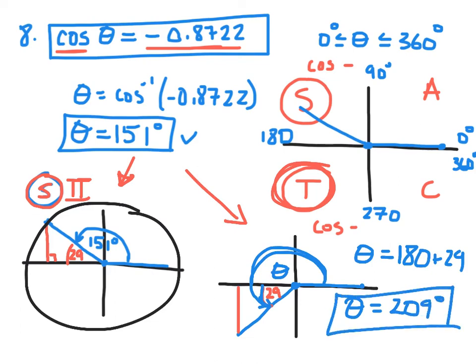How do we verify both answers are correct? I mean, we could just pop this in over there and do cos of 151, make sure that it's negative 0.8722. Well, it's something close because we rounded this. And also, if I pop in that 209 and do cos of 209, it should also give me something very close to negative 0.8722.